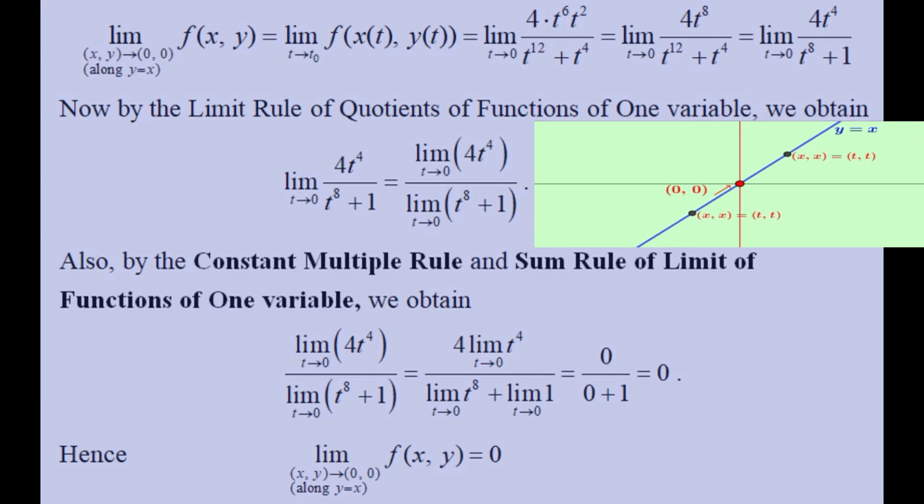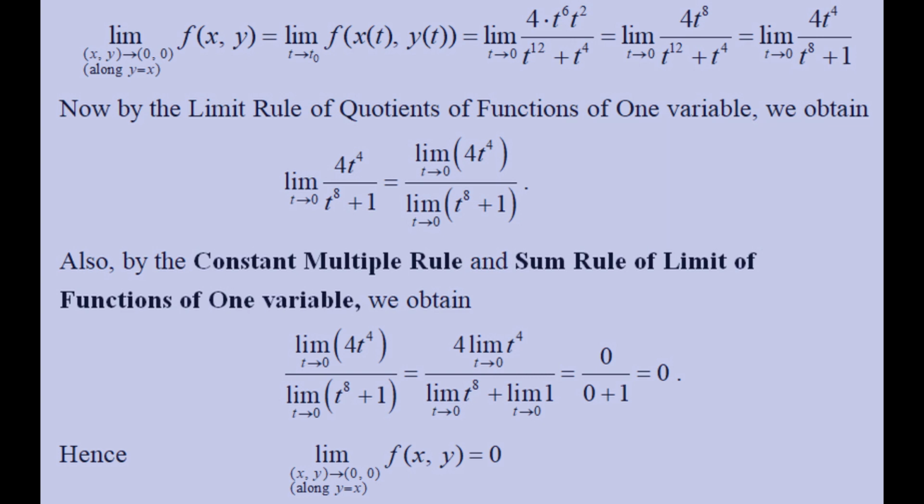So, limit (x,y) approaching (0,0) along y = x of the function f(x,y) is equal to limit t approaching t₀ of f(x(t), y(t)), which is equal to limit t approaching 0 of 4t⁶·t² all divided by t¹² + t⁴, which is equal to limit t approaching 0 of 4t⁸ all divided by t¹² + t⁴, which is equal to limit t approaching 0 of 4t⁴ all divided by t⁸ + 1.